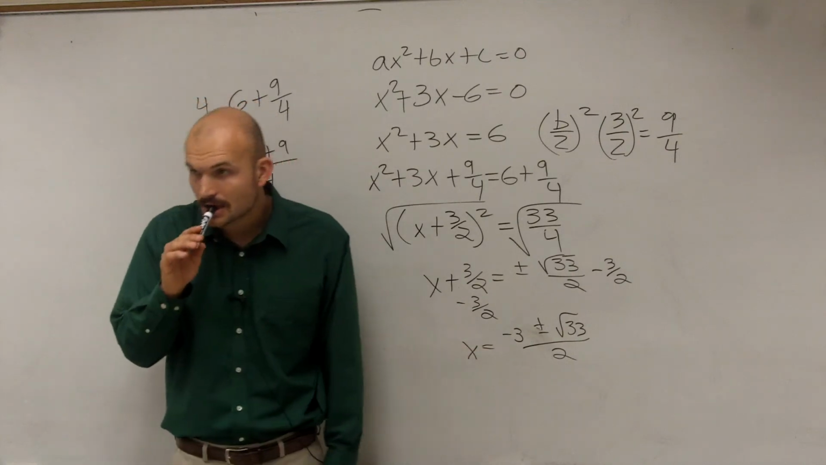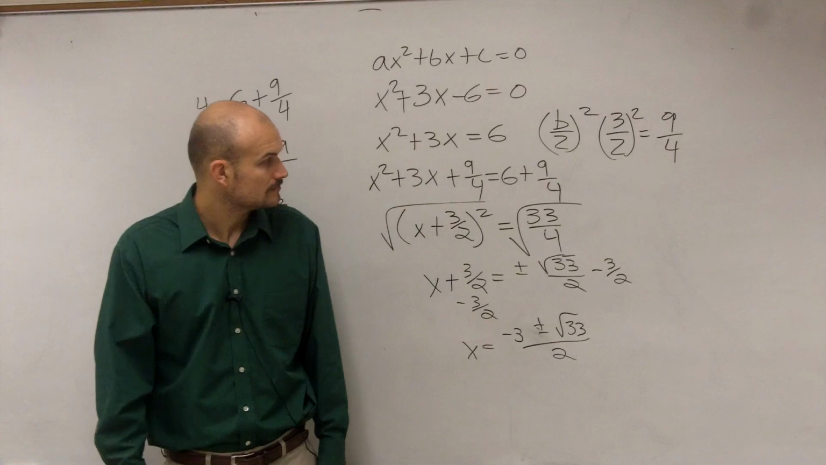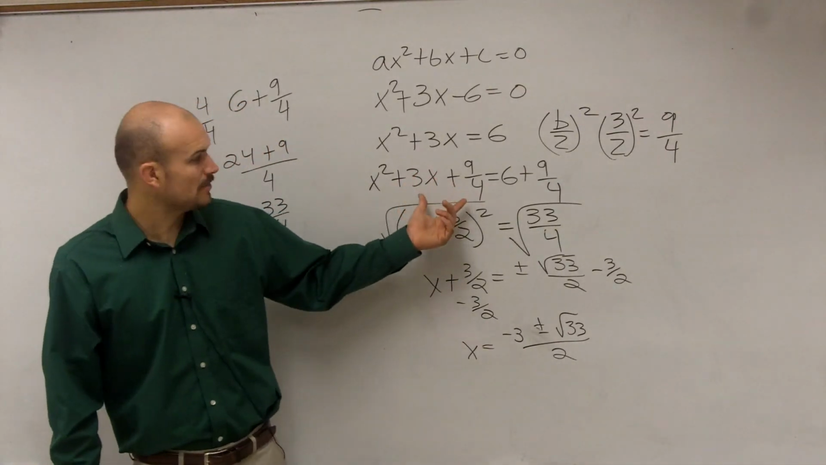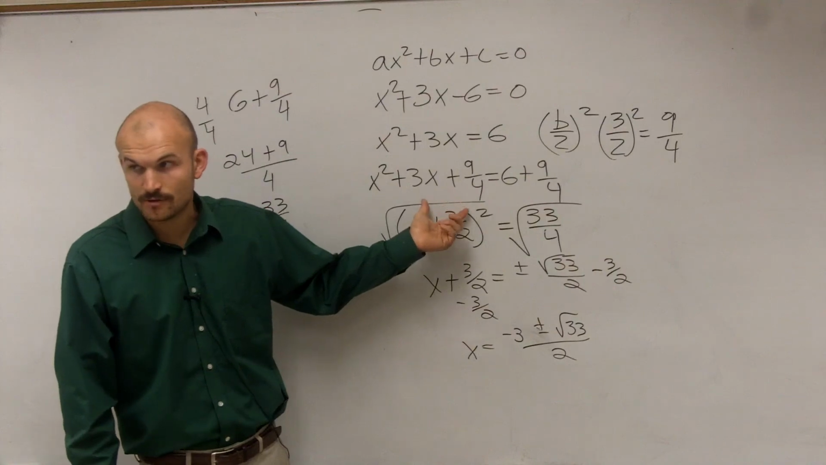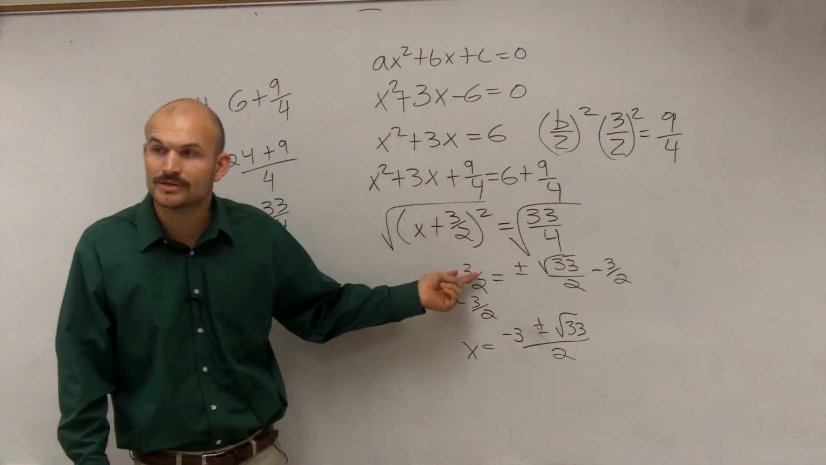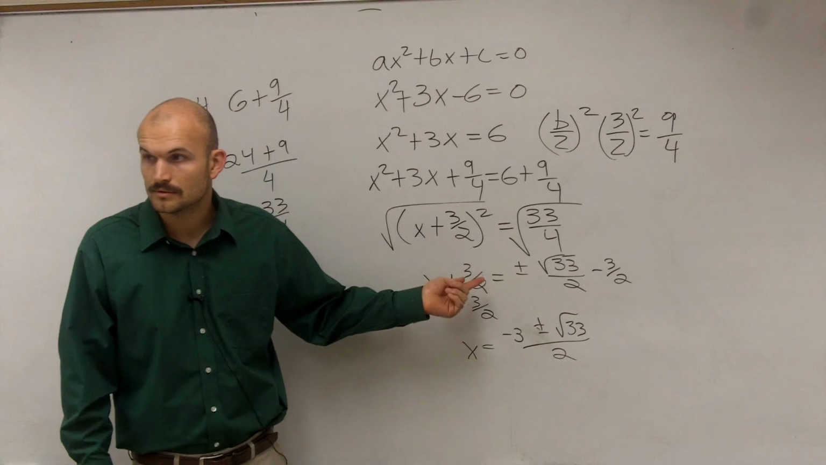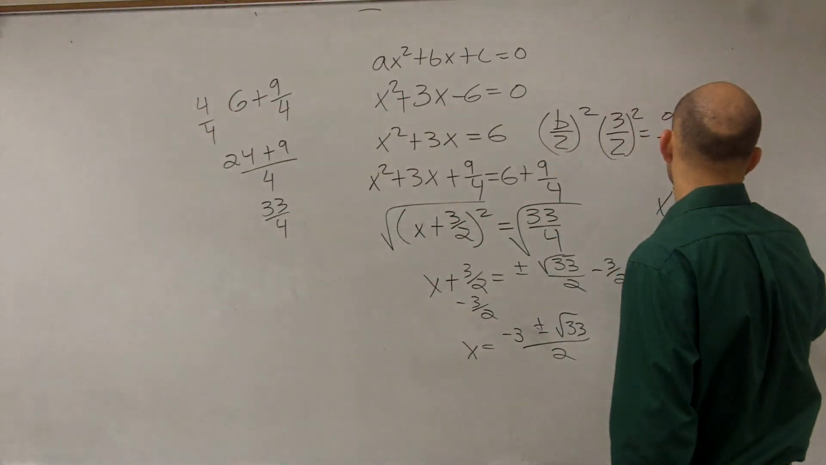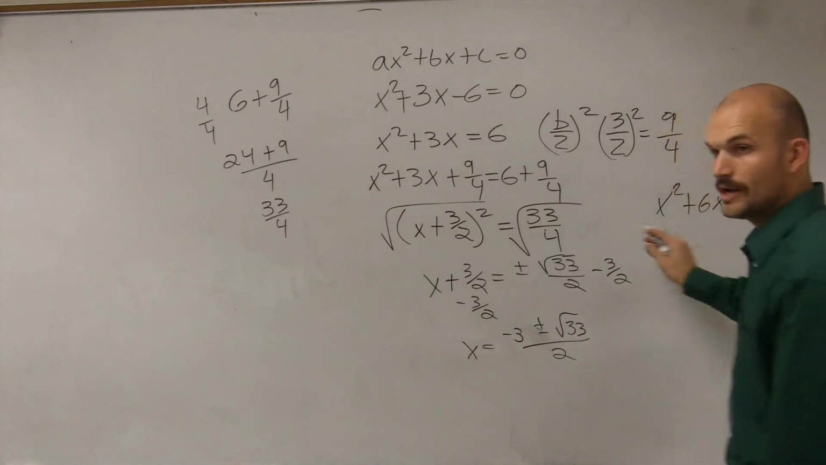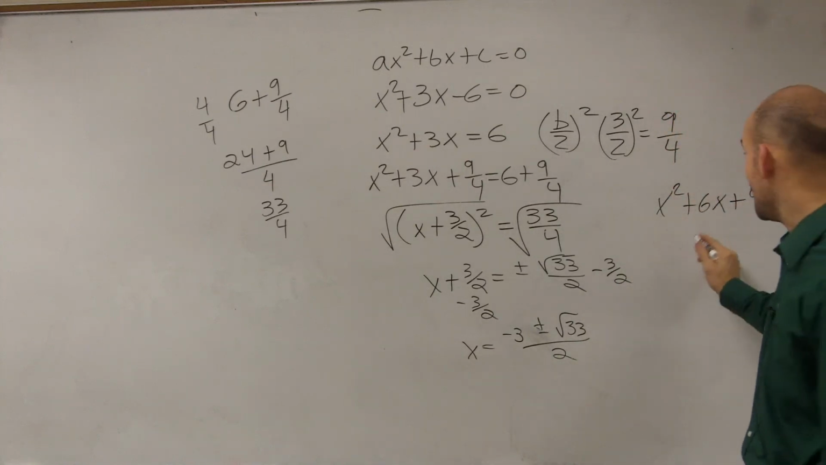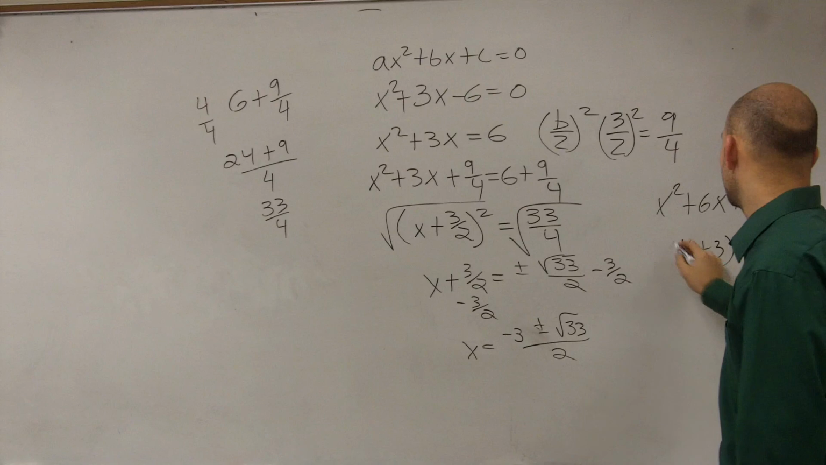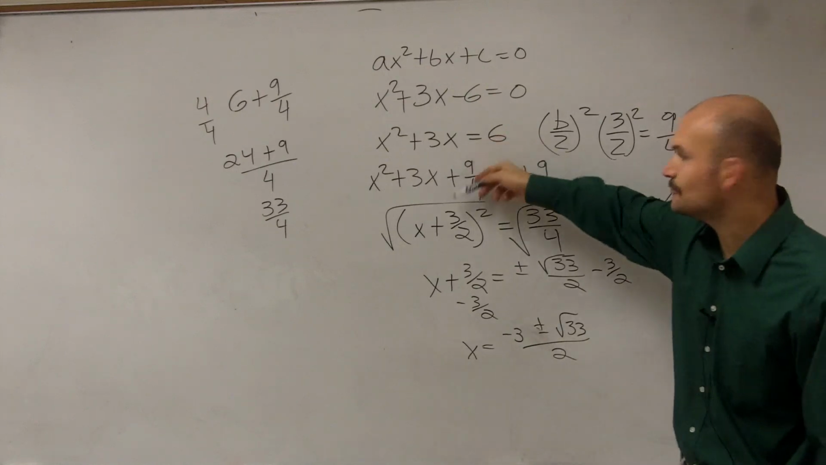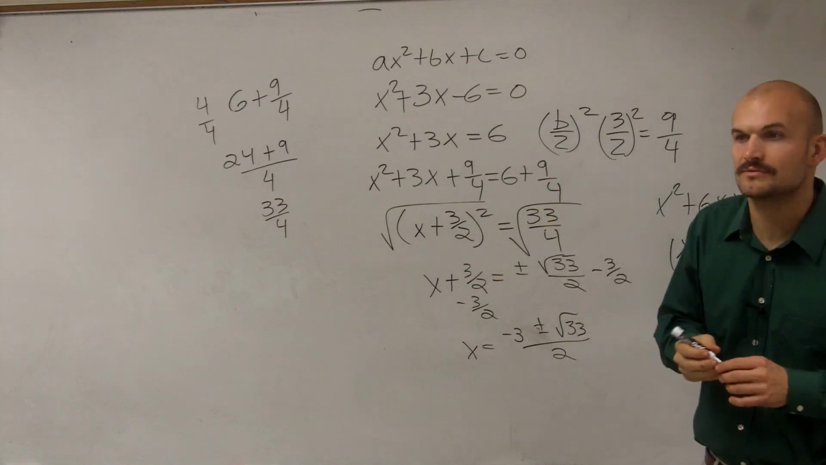Remember, we took a perfect square trinomial and wrote it as a binomial squared. Just like this. You can rewrite this as x plus 3 squared. This is the same one, but it has fractions, so it's a little more difficult. Okay?